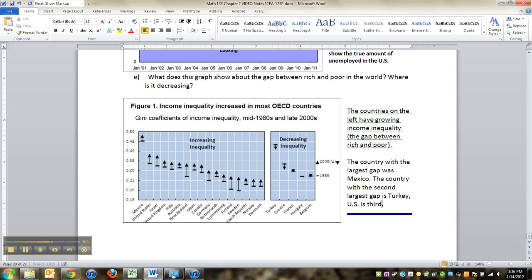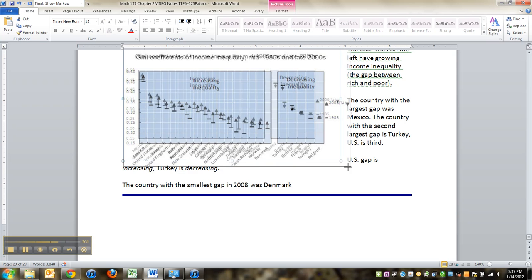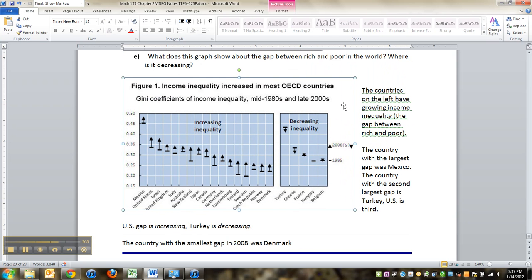Now the difference between Turkey and the U.S. is that the U.S. is getting worse, right? We grew between the 1980s and 2000, and then Turkey is getting smaller, right? The gap between rich and poor is going down in Turkey. Okay. Matter of fact, let me type that up. Hold on one sec. Okay, so U.S. was increasing, Turkey is decreasing. Oops, let me make that smaller so we can see this a little bit better.